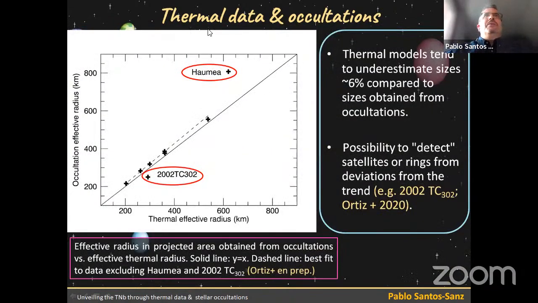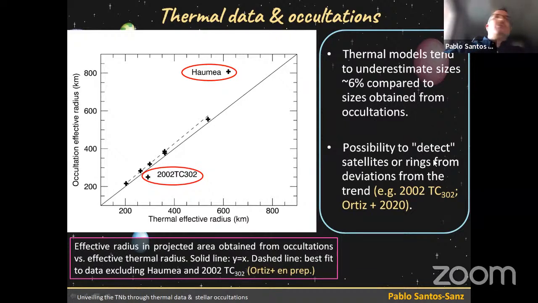Well, we also can compare the thermal effective radius and the occultation radius. We have seen that the thermal models tend to underestimate the sizes, around 6%, compared to sizes obtained from the occultation. You can see this in this plot. The solid line is the y equals x line, and you see here that the thermal derived radii are underestimating the sizes that we obtain from occultation.